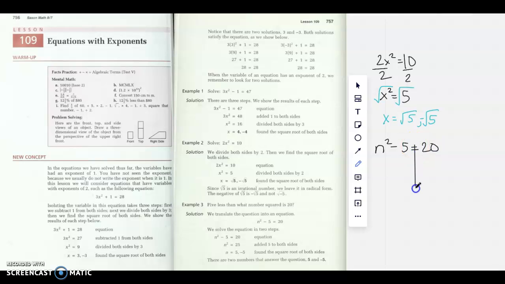So we're going to follow the same exact steps. We're going to add 5 to both sides. And now we're going to get n squared is equal to 25. This should be easy peasy because we know we're rooting this to get rid of that radical sign. n is equal to 5 and negative 5. And there you go. So let's flip the page.